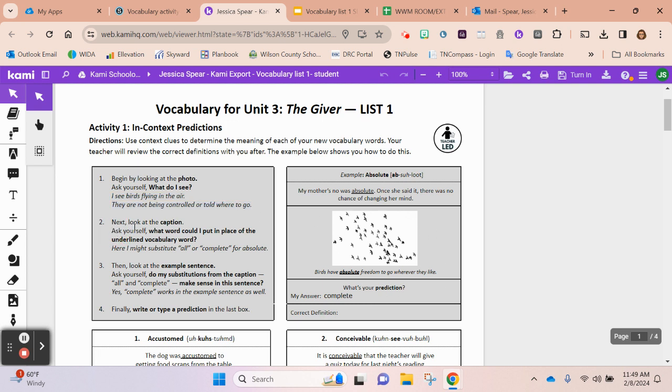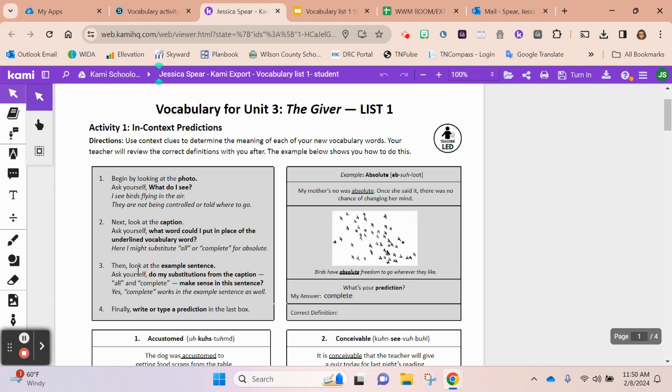Then it says, next, look at the caption. So our caption is right underneath. It's this right here underneath. All captions are typically right around the image and they give you a little bit more information about the image. So it says, ask yourself, what word could I put in place of the underlined vocabulary word? Well, it says birds have absolute freedom to go wherever they like. Here, I might substitute all or complete for absolute.